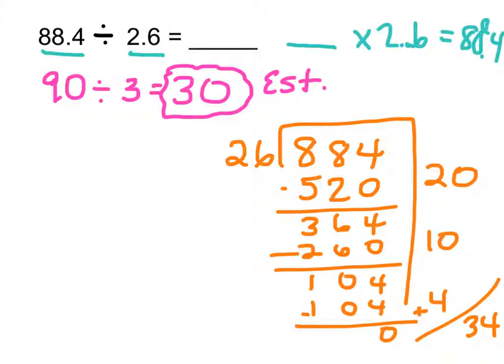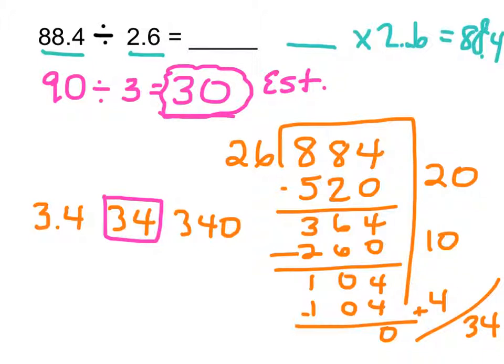So I'm looking at 34, and I'm thinking to myself, okay, well, my choices could be 3.4, 34, 340, etc. Now, my smart estimate from earlier was the number 30. So the closest answer is actually 34. So 88.4 divided by 2.6 is 34.